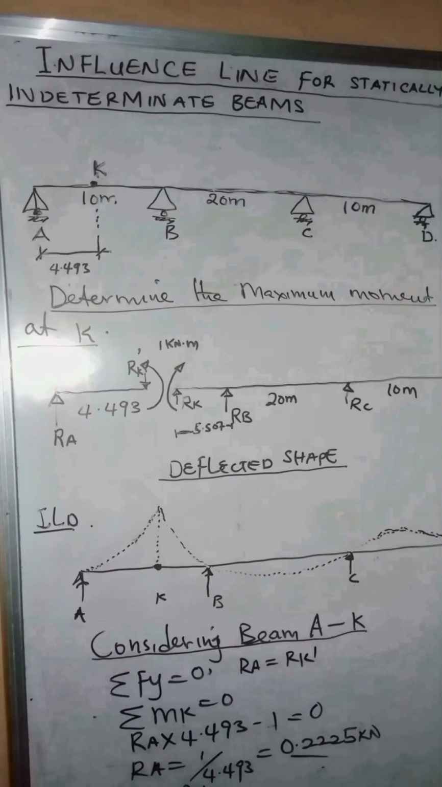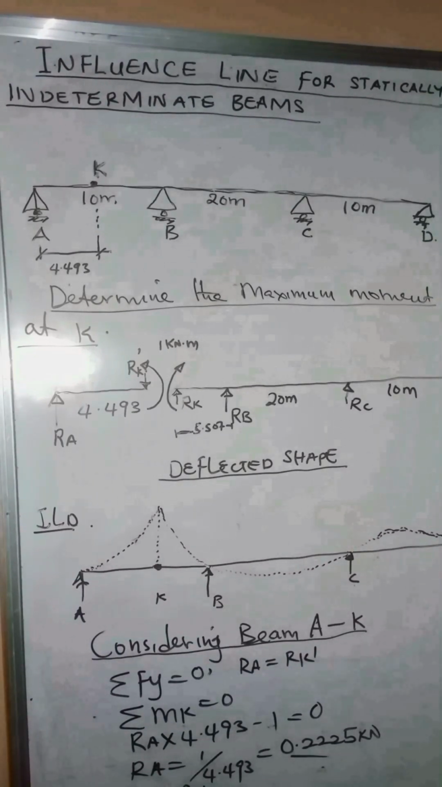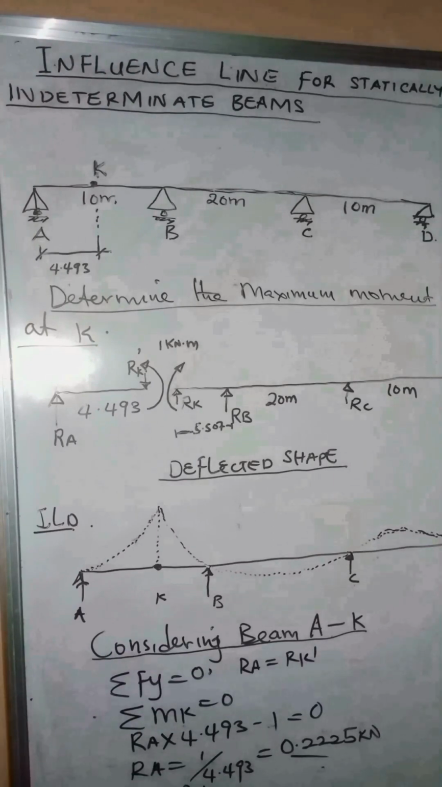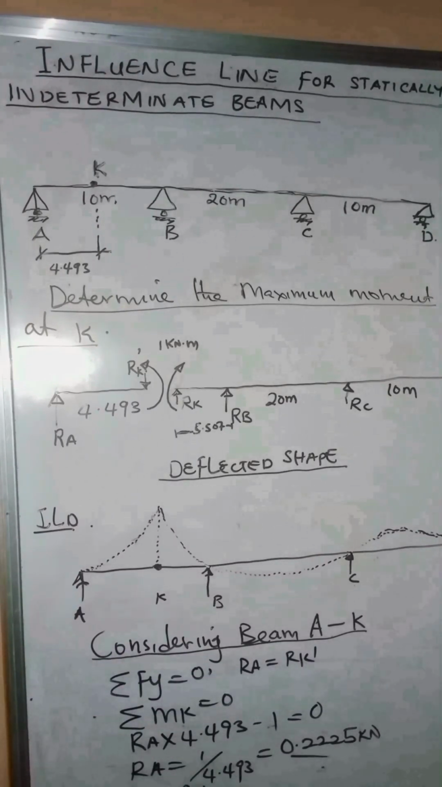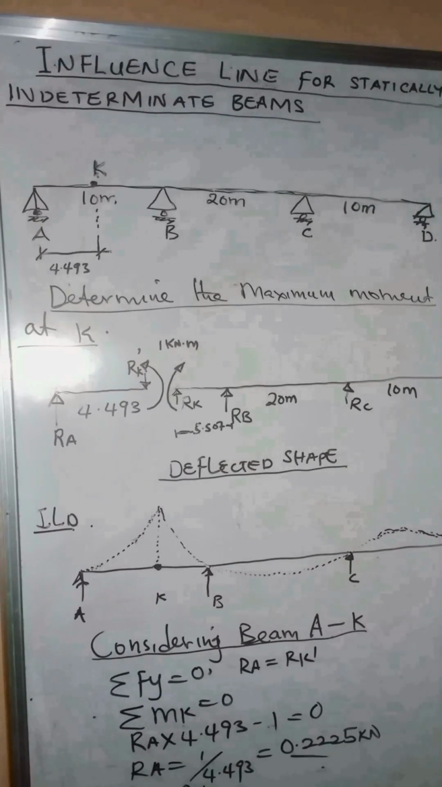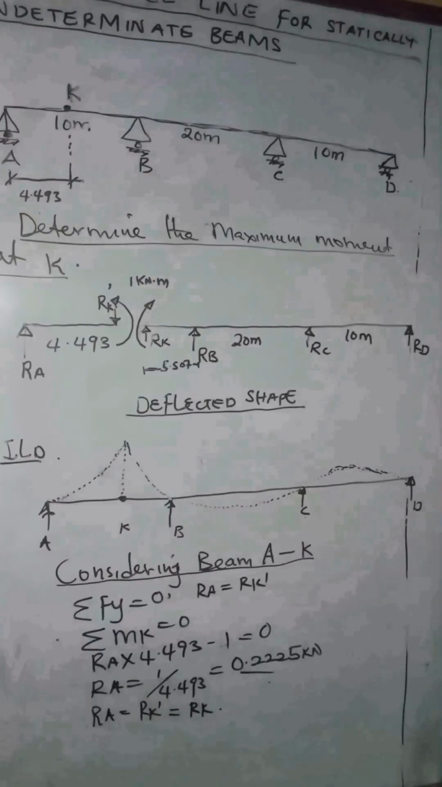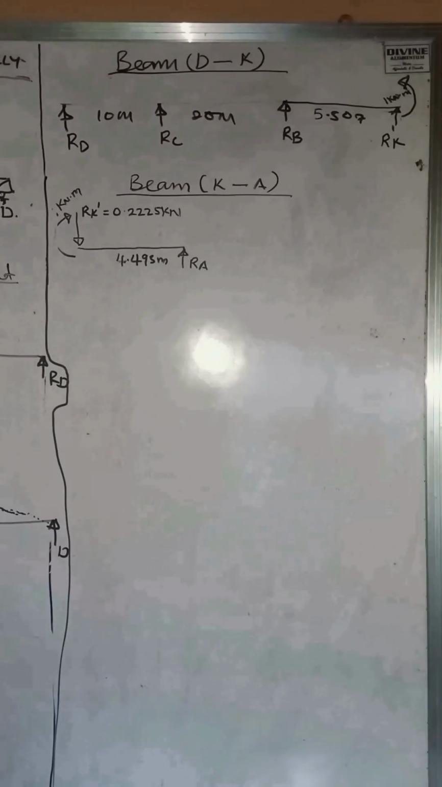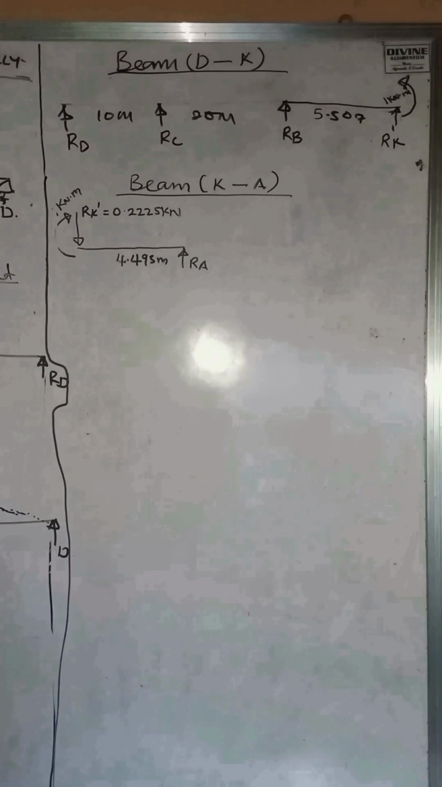Having gotten the reaction at point A, we'll equally know that arrow A is equal to arrow K prime. So definitely we've gotten our arrow K prime to be 0.2225 kilonewton. So we've obtained the various reactions in the beam AK. The next we are going to do is either we obtain the reactions for K to D, or we write the moment expression quickly and we'll continue.